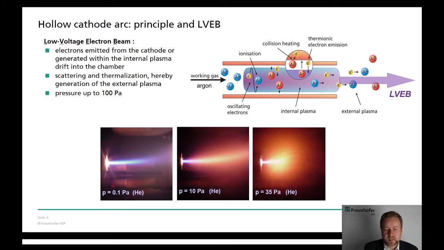Here we see a nice picture of the plasma. On the left side, there is the hollow-cathode orifice. The LVEB comes into the process chamber, and depending on the pressure, the range of these electrons is higher or shorter.